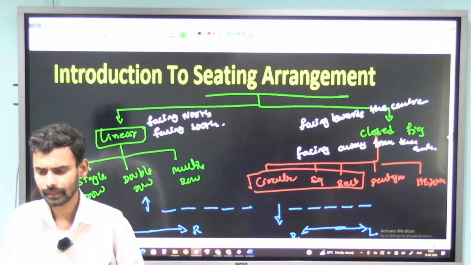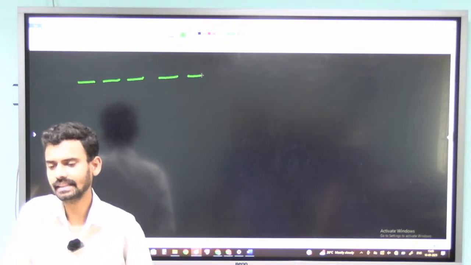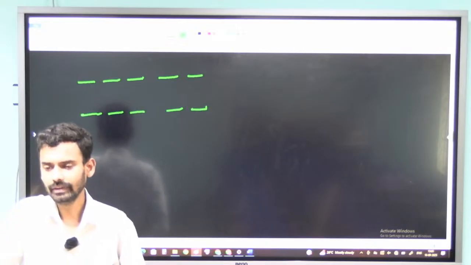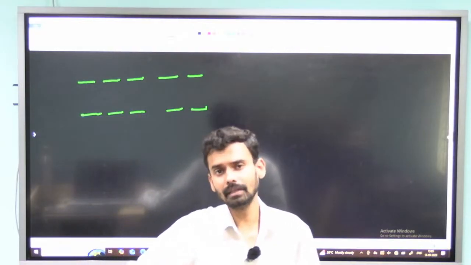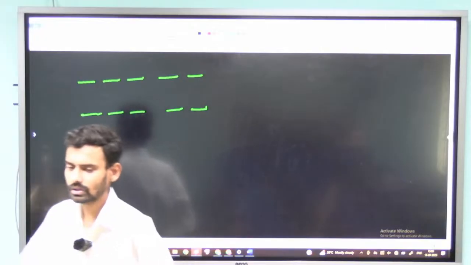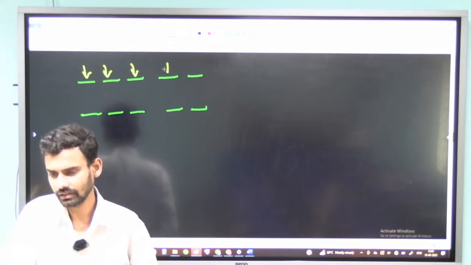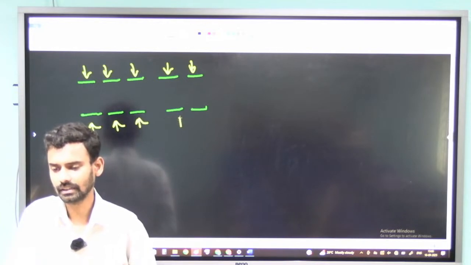Then coming to the double row seating arrangement, it will be like this. Let's say 5 people are sitting in row 1, and 5 people are sitting in row 2. Generally, questions say the people in the first row are facing the people in the second row. If that is the case, I should consider like this: all the people in this row are facing this direction, that is south, and all the people in this row are facing the north direction.